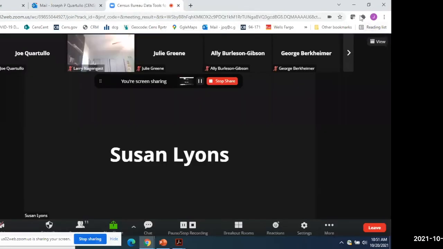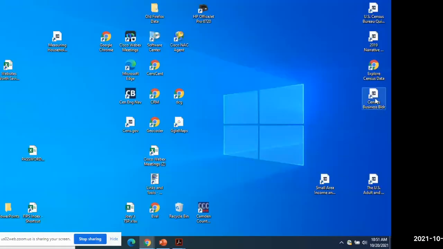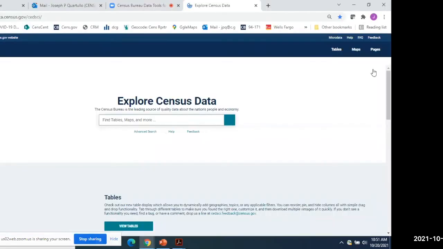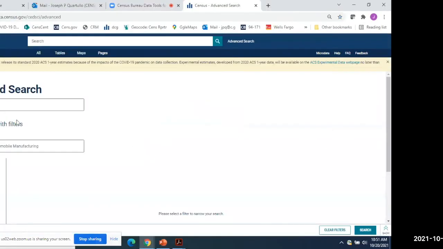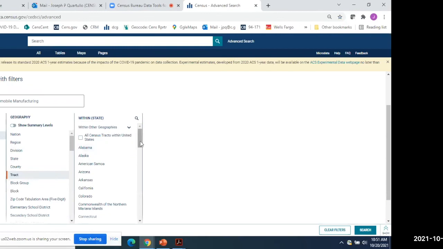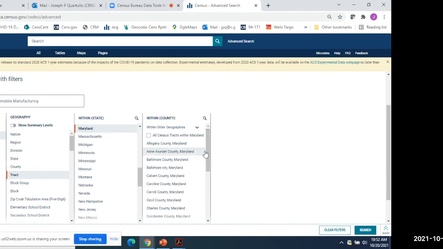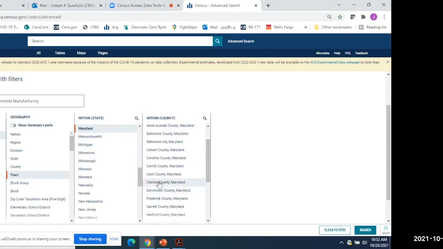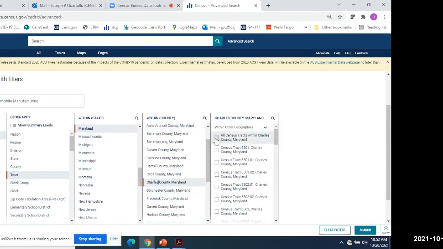One other thing that it can do, it can give you good maps. So I will go back to data.census.gov. I do want to save a minute for Census Business Builder, but I'm just going to go right through this one and show you what a map looks like. So I'm going to say geography. I want tracts, and I want tracts in Maryland, and in, we haven't picked one yet, Charles.